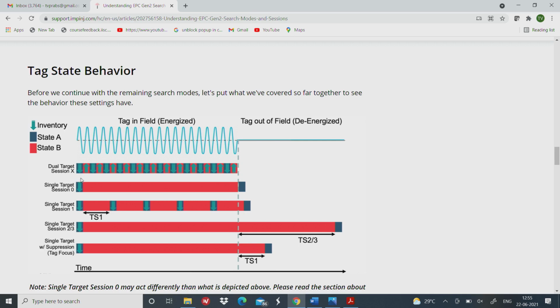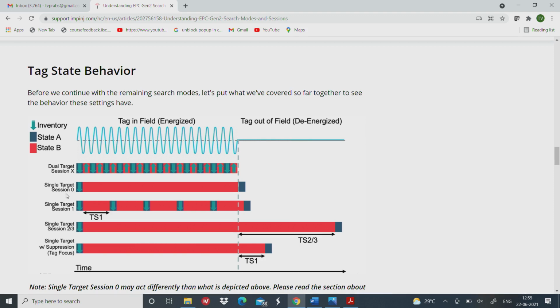You see it is inventoried, it goes to B, when it is in B state it is read again, then again it is read and it is read again and continuously there are tag reads. How many tag reads? Till the tag is powered. When the reader removes the power, that is it is de-energized, nothing happens here. Okay. That is the key point. So dual target, session X he calls, that means there is no difference between the different sessions if you use dual target.